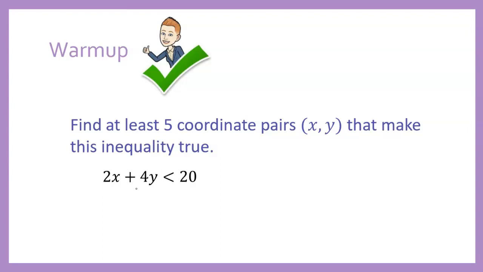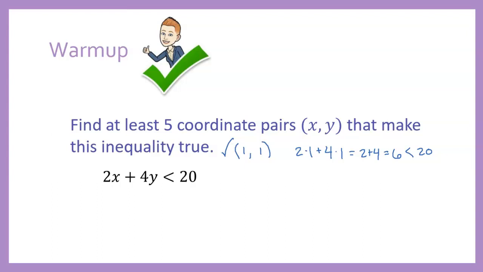So let's look down here. We have 2x plus 4y is less than 20. So can you think of some points that would make this true? For instance, we could try the point 1, 1. So that would be 2 times 1, we substitute in that x, plus 4 times 1, substitute in that for y. That equals 2 plus 4, which is 6. And 6 is less than 20. So yeah, that one works. Pause the video and see if you can come up with 4 more coordinate pairs that make this inequality true.